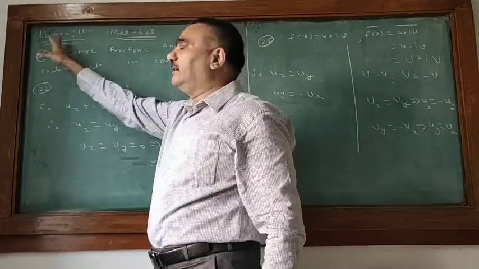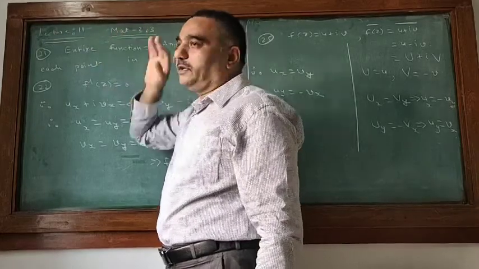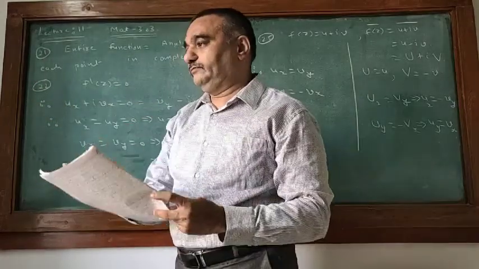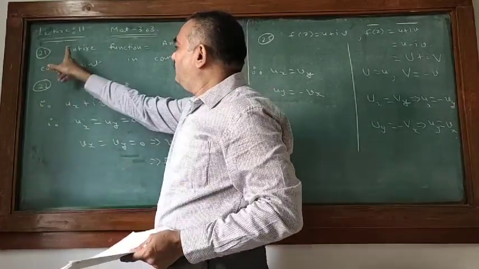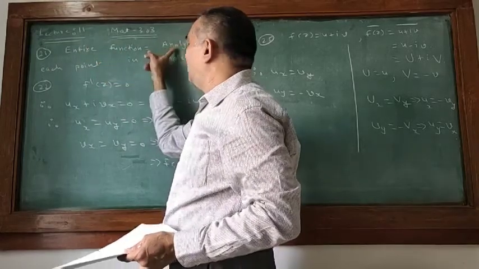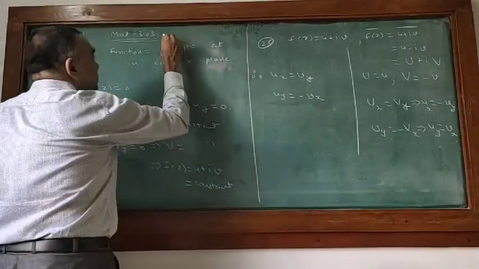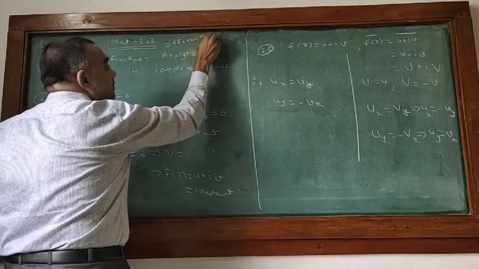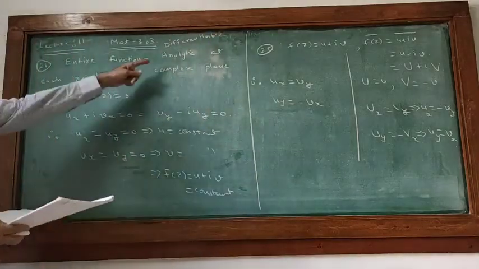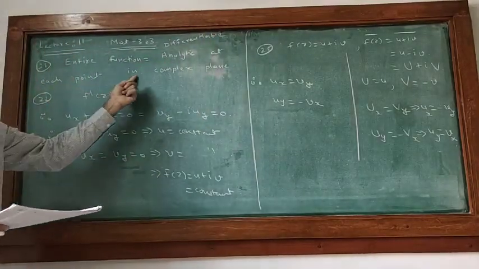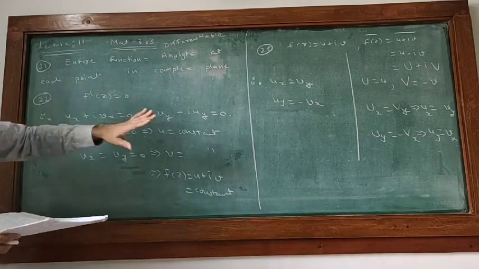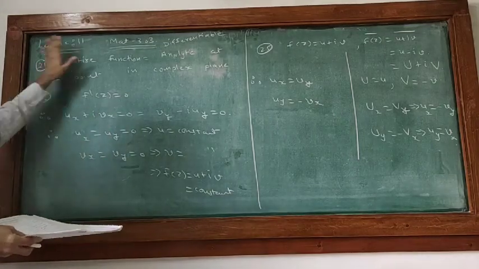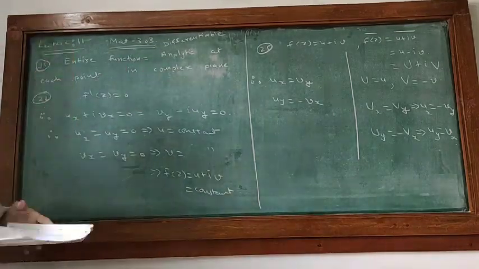Today we start with lecture 11 of MAT 303. We start with 21 as per my notes. An entire function is an analytic function. Analytic means differentiable, analytic at each point in the complex plane. Here we restrict ourselves to the complex plane. So this is a definition, and now we are going further.